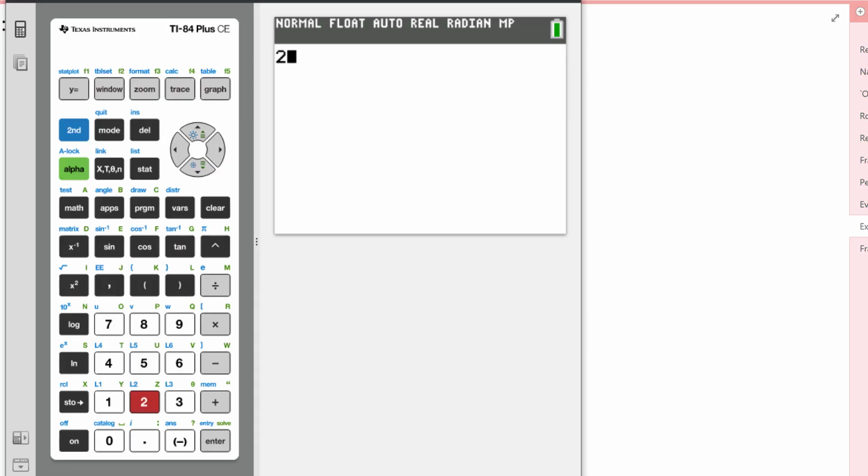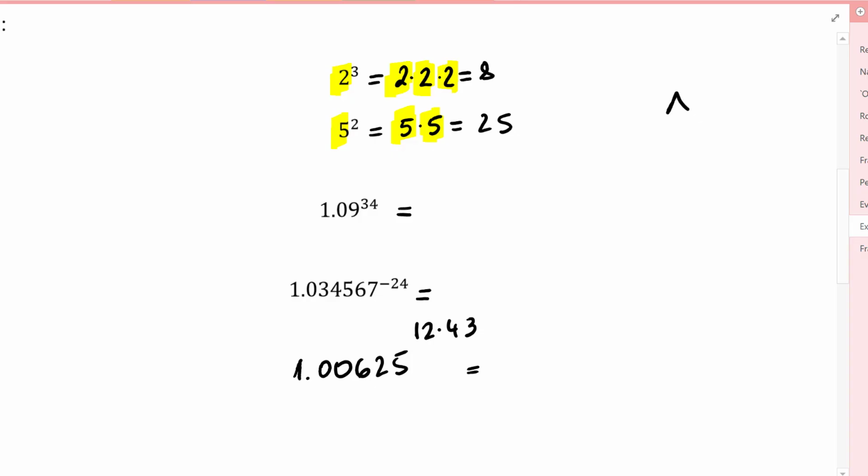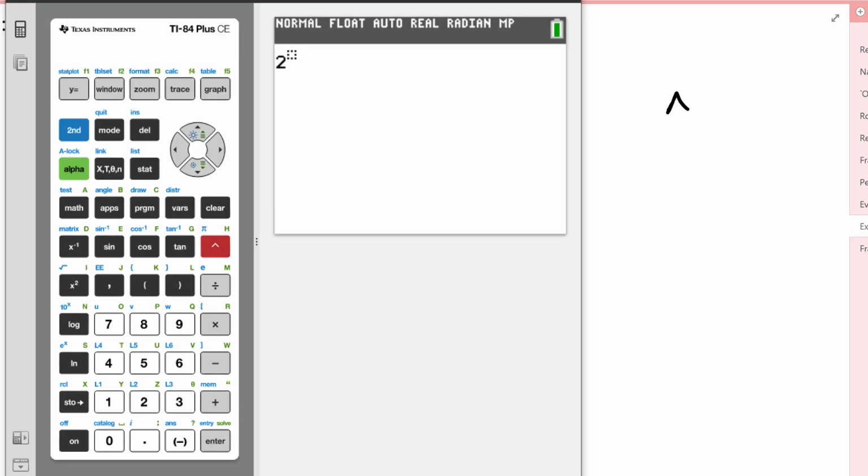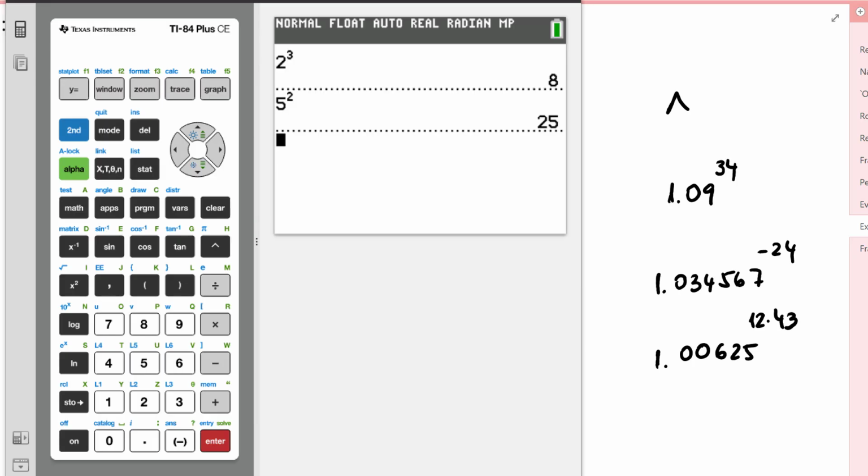So I'm going to show you 2, and the actual symbol for power is this arrow that we are using from the calculator. So 2 to the third equals 8. 5 to the second equals 25. Now let's try the ones that we had in our worksheet. So 1.09 raised to 34. And it gives us this number.